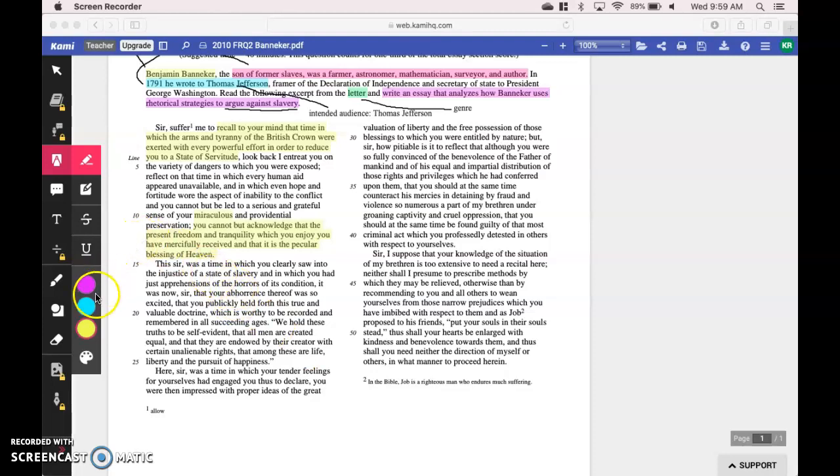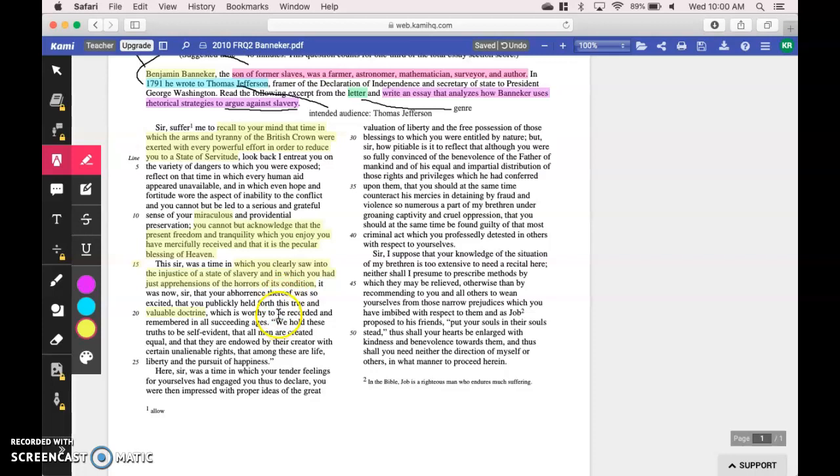So in the beginning, he says to his audience, Thomas Jefferson, that during this war, during this time when the British Crown was trying to reduce you to a state of servitude, you clearly saw this injustice of a state of slavery, and you had apprehensions of the horrors of its condition. Even if you don't know what some of those words mean, horrors of its condition, I think you can come up with. And he's explaining there that Thomas Jefferson understands how absolutely terrible this is, and because of that, he created a valuable doctrine. So that is the text, the Declaration of Independence, which came after the American Revolutionary War.